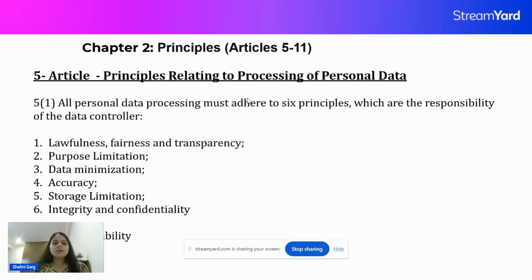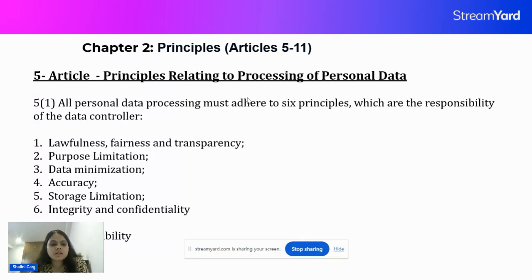Now we are moving towards Article 5, which is the principles relating to processing of personal data. Very important. Article 5 and Article 6 are the two articles which are the reason why most companies are getting fines under GDPR, because these are the main fundamental principles of the GDPR. It says that all the personal data processed by the company, by the controller or the processor, has to adhere to these 6 principles.